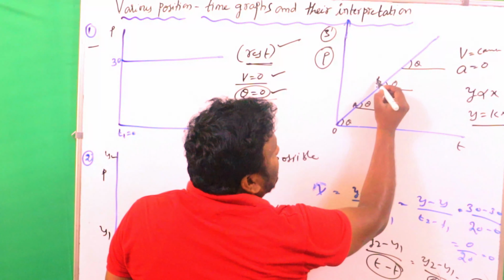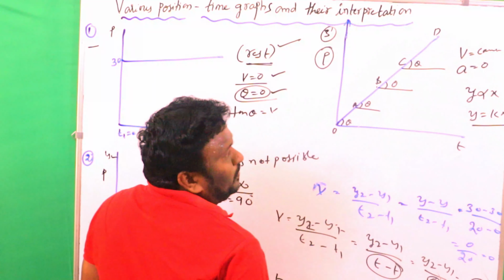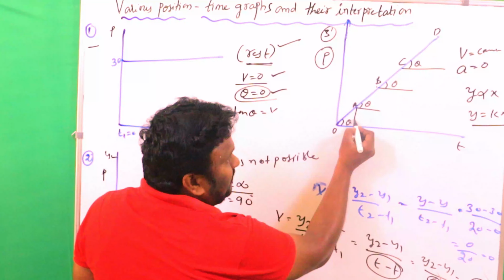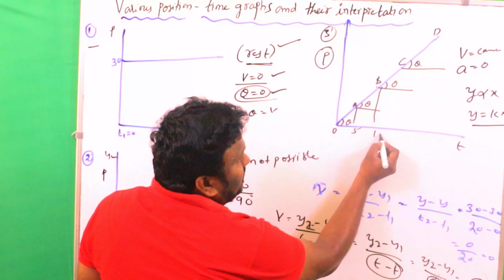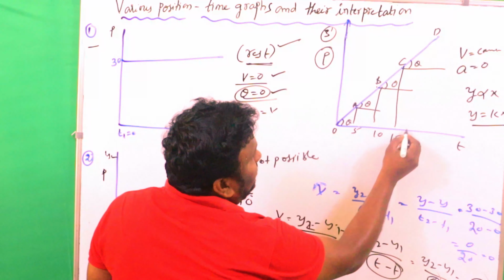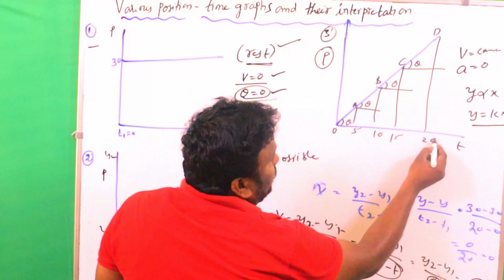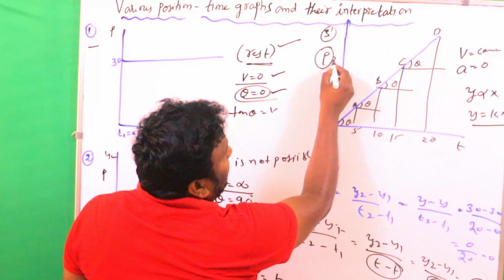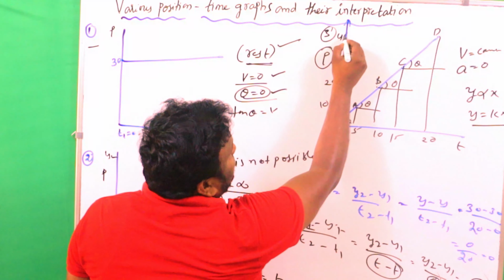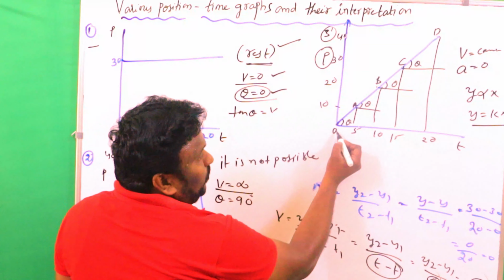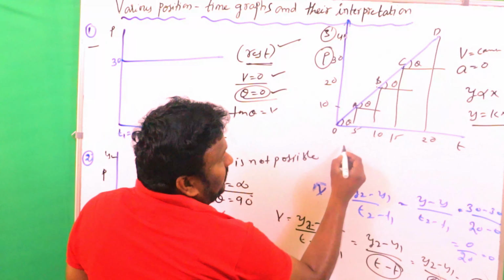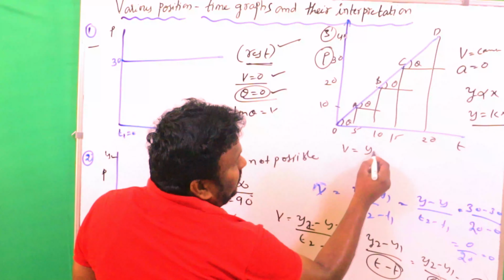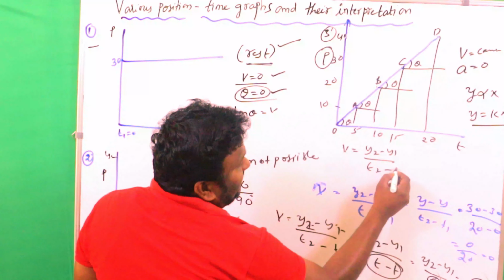So here B, C, D will take. Here for A, time is 5, B, time is 10, C is 15, and D is 20. Here A is 10, B is 20, C is 30, and D is 40, like that. So if you go from O to A, then V is equal to (Y2 minus Y1) by (T2 minus T1).